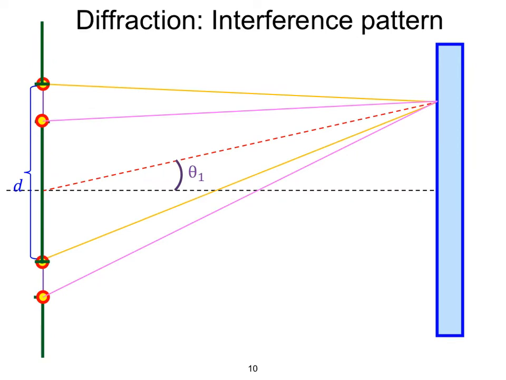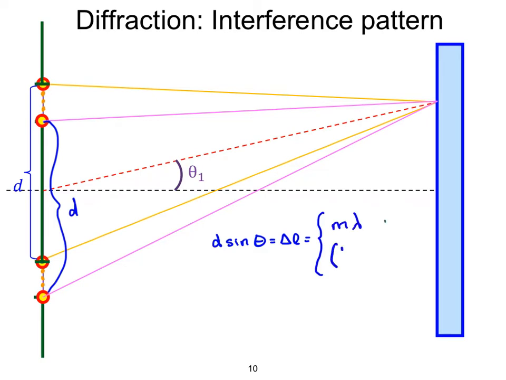As before, we compare rays that are separated by the same distance d, starting with the pair at the top of each slit and moving down to the pair of rays at the bottom of each slit. So again, all that remains is to find the particular angle that will give us the desired path length difference. That is, a multiple of lambda for totally constructive interference, or a half integer multiple of lambda for a path length difference that gives totally destructive interference.